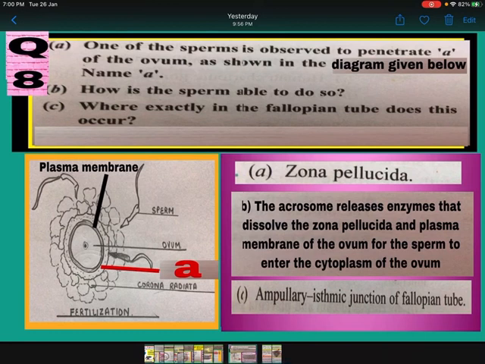Now the next part of the question: how is the sperm able to do this? The acrosome of the sperm releases enzymes that dissolve both the zona pellucida as well as the plasma membrane of the ovum, and the sperm enters the cytoplasm of the ovum. Part C of the question, next part: where exactly in the fallopian tube does this occur? It occurs in the ampullary isthmic junction of the fallopian tube.